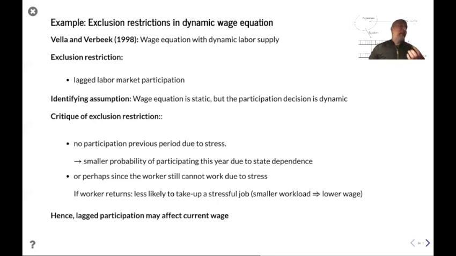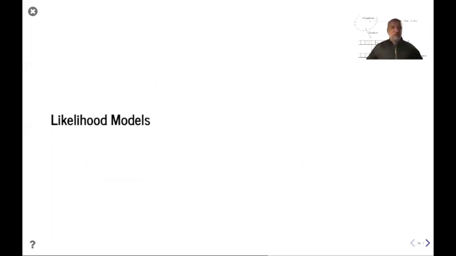I think it's a great paper, by the way, by Frank Vella and Marno Verbeek. It's not to diminish it. It's just to say that many of these exclusion restrictions that people are making are always subject to some critique, and then you have to think about whether these concerns are really first order. Also, it can be hard to actually find really good exclusion restrictions. So that's a limitation of the approach.